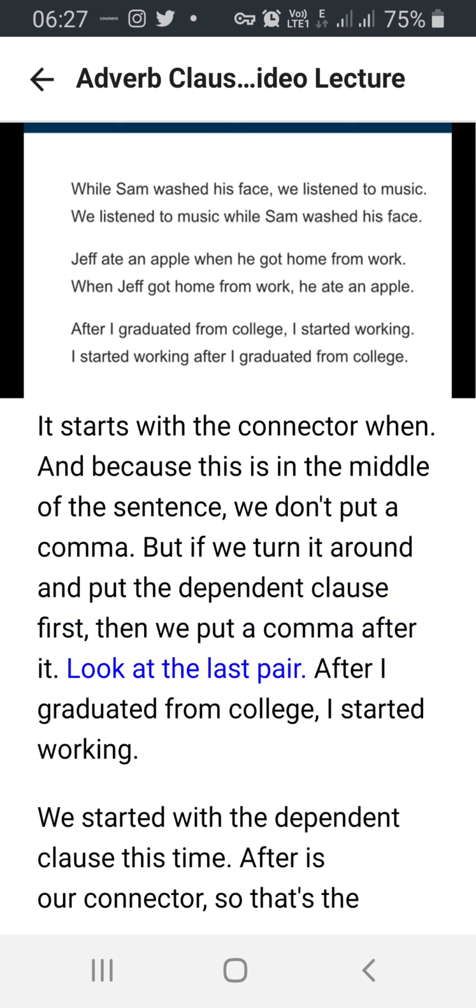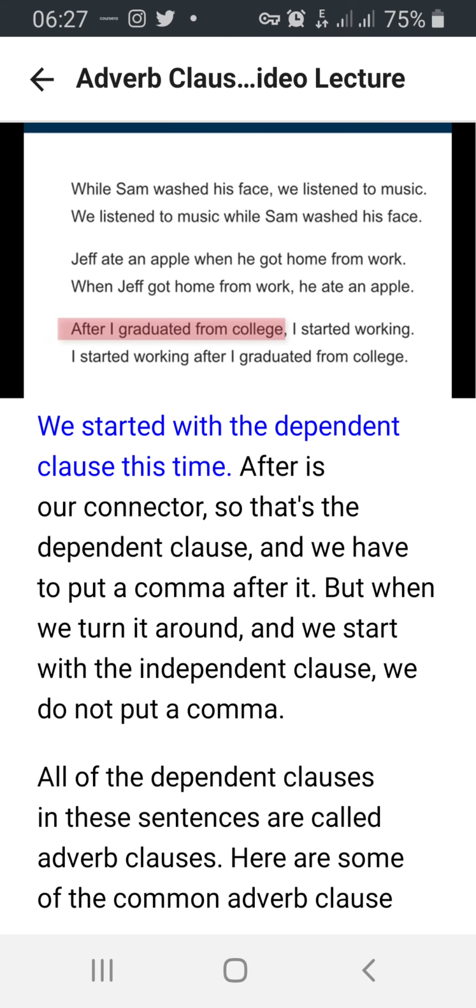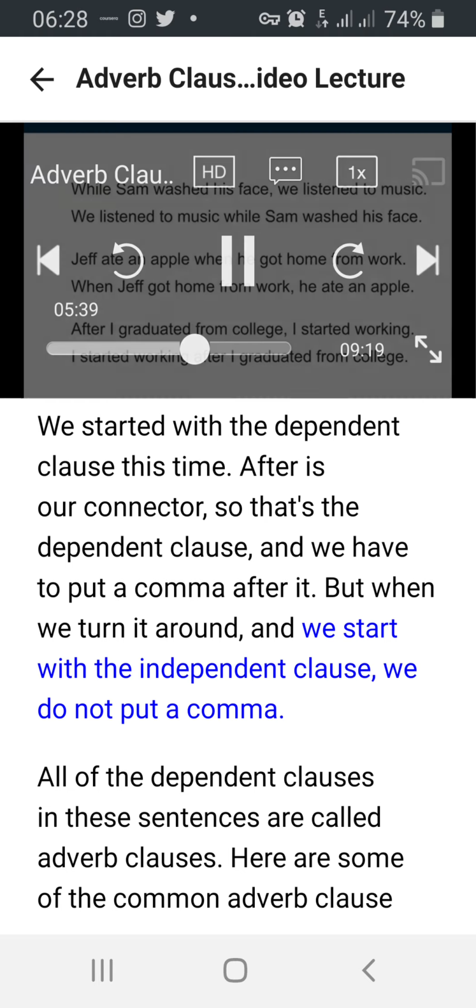Look at the last pair. After I graduated from college, I started working. We started with the dependent clause this time. After is our connector, so that's the dependent clause, and we have to put a comma after it. But when we turn it around and we start with the independent clause, we do not put a comma.